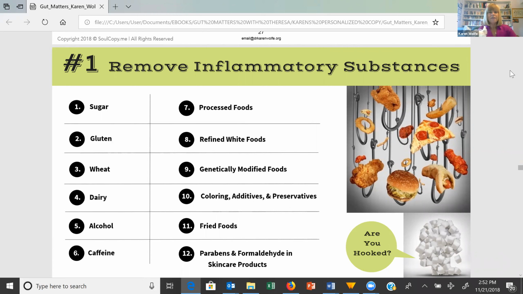They have put it on the list of foods to completely avoid, those colorings. So as much as possible, remove preservatives, coloring, additives. Fried foods, so that doesn't probably surprise you that we're going to remove fried foods.